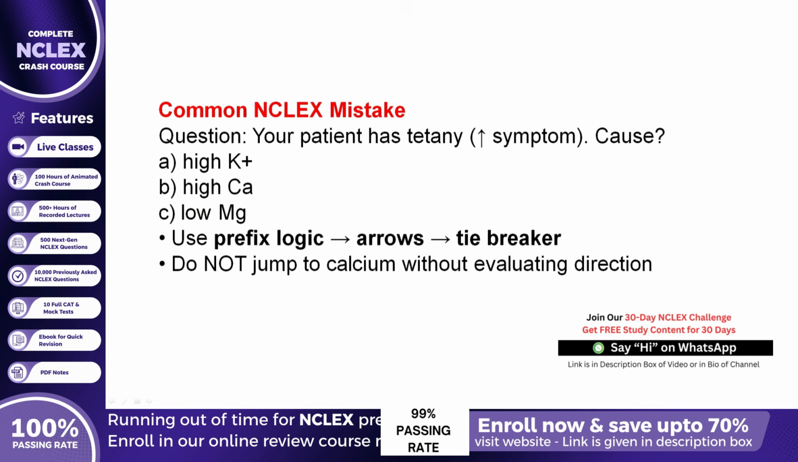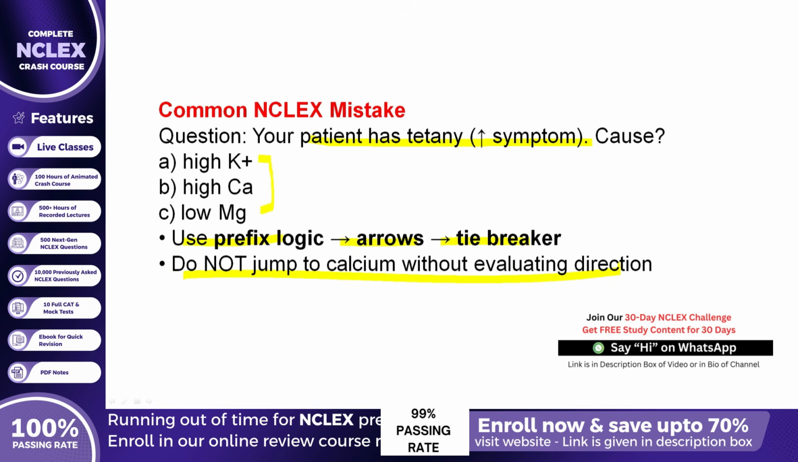Question. Your patient has tetany, which is an increased symptom. What is the cause? A. High potassium, B. High calcium, C. Low magnesium? Use prefix logic, then arrows, then the tiebreaker. Do not jump to calcium without first evaluating the direction.